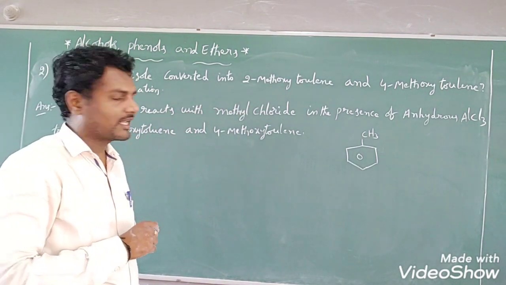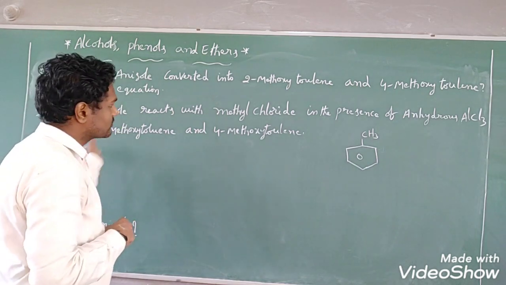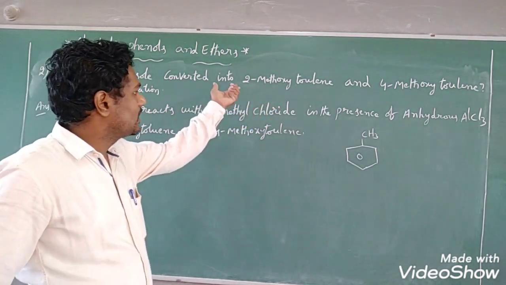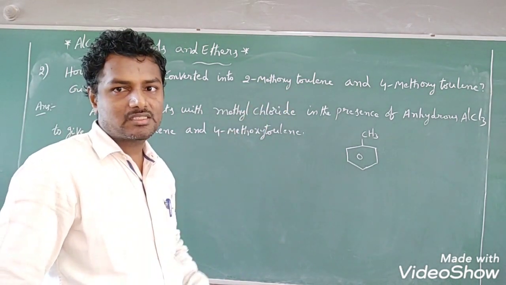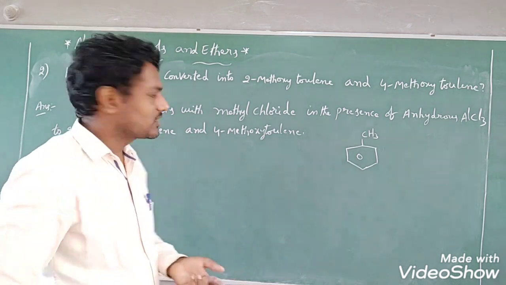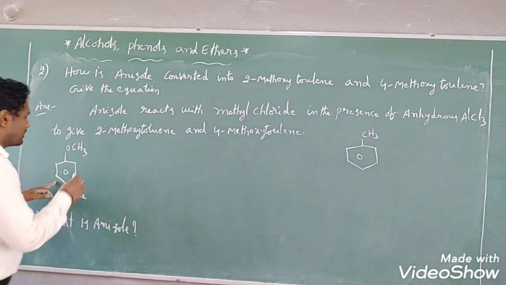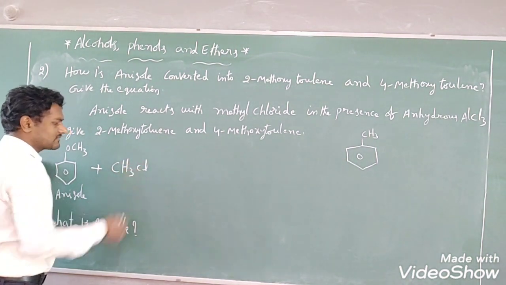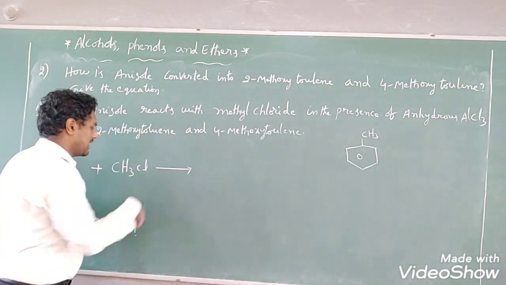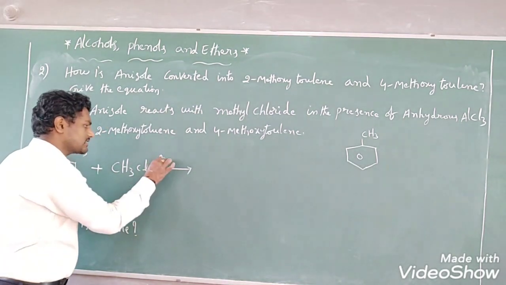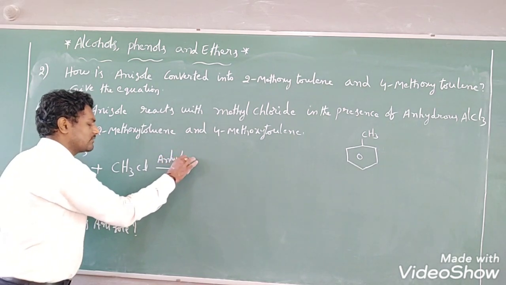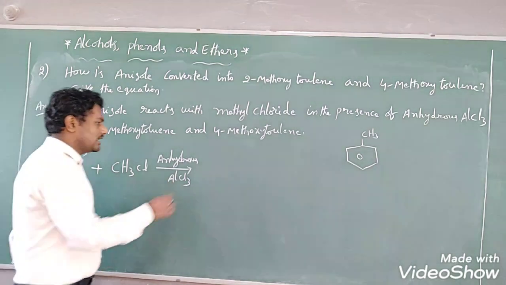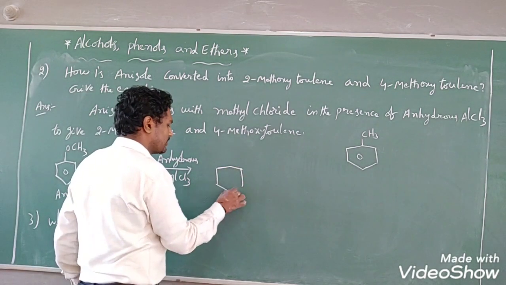That is the idea, right? This conversion is based on Friedel-Crafts alkylation. Friedel-Crafts alkylation means anisole is treated with alkyl halide. Here methyl is required, so I have taken methyl chloride. In the presence of anhydrous aluminum chloride, ortho and para substituted products are obtained.